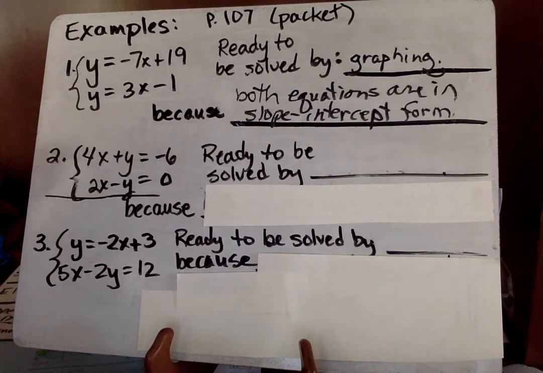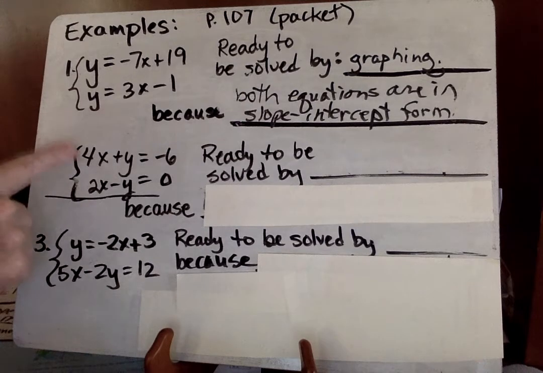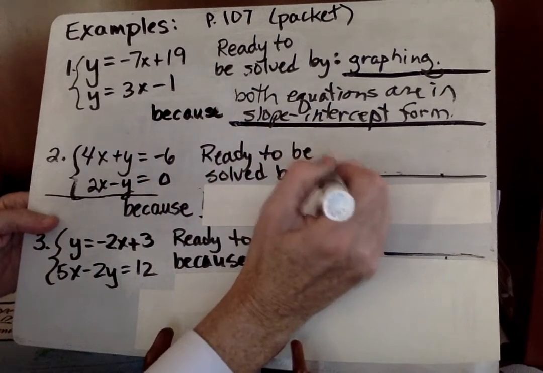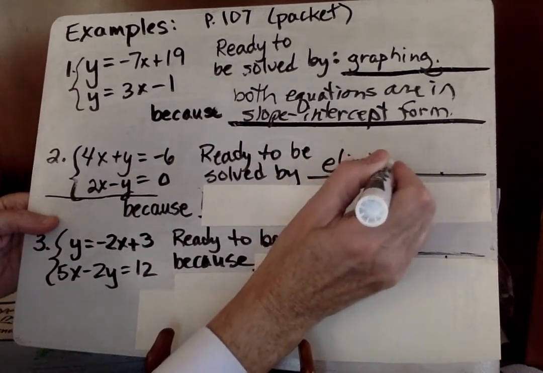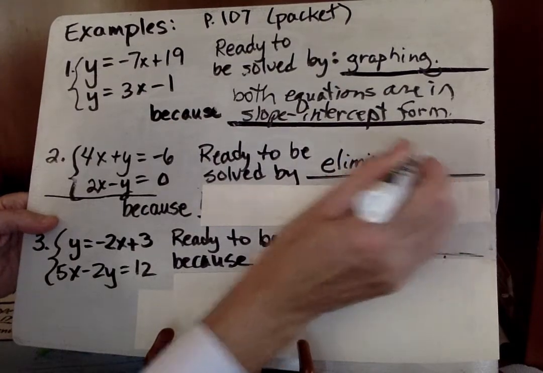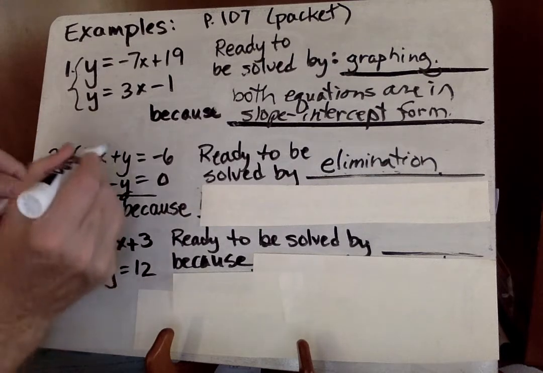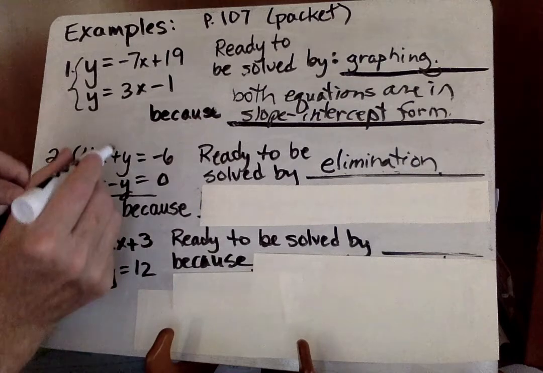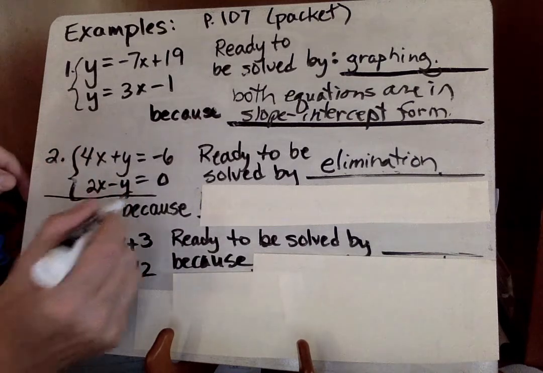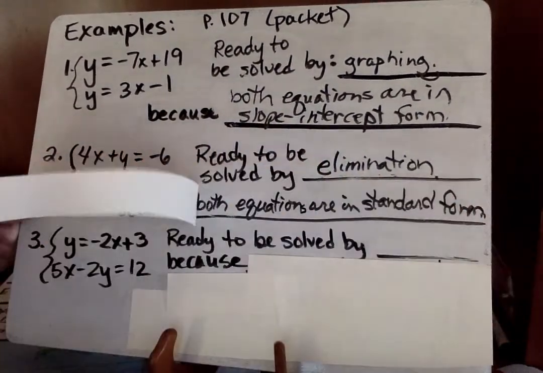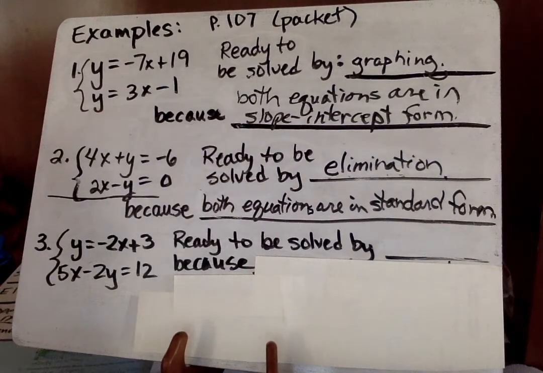And if you need to pause the video to write all this stuff in, that's fine, but I'm going to keep going on. The next one, 4x plus y is negative 6, 2x minus y is 0. And that is ready to be solved by elimination. And why is it elimination? Because they're both in standard form. If you add them together, it'll be 6x, and the y's will disappear because they're opposites, a negative y and a positive y, and then negative 6 plus 0. So it's ready to be solved by elimination because both equations are in standard form.